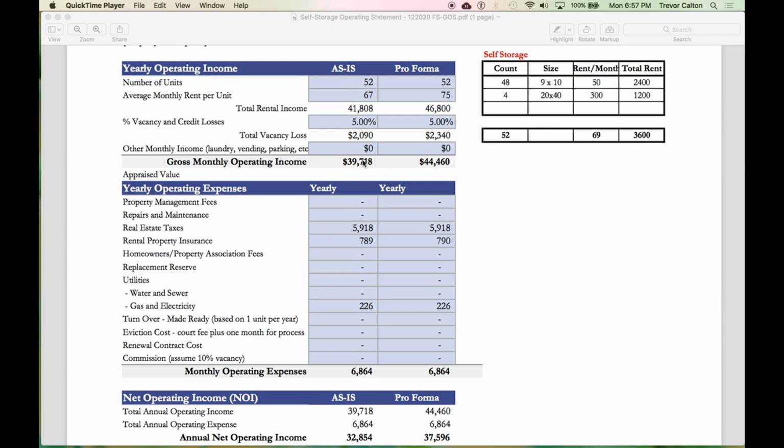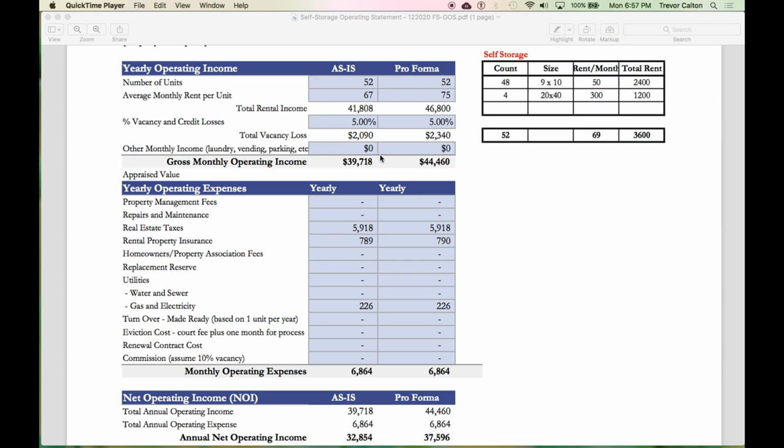It shows that they're 90% occupied, and you would want to just verify those numbers. They're saying this is what it could be. They're only assuming 5% in vacancy, which is a little optimistic. I think you'd have to be just really competitive in the market, but it's not necessarily incorrect.